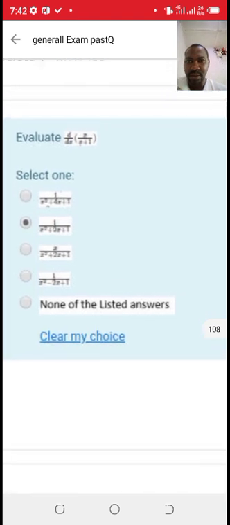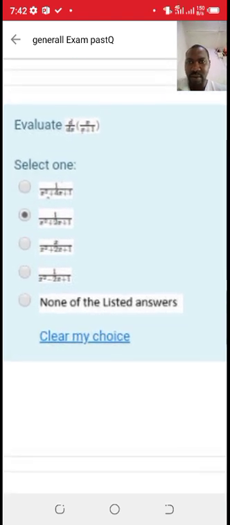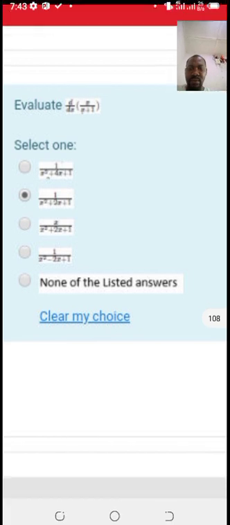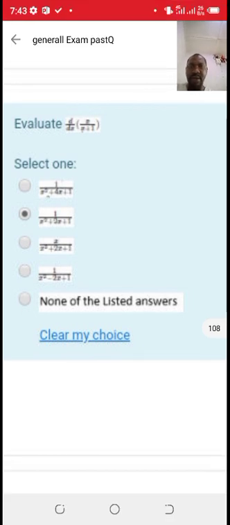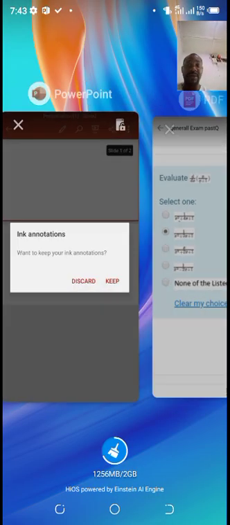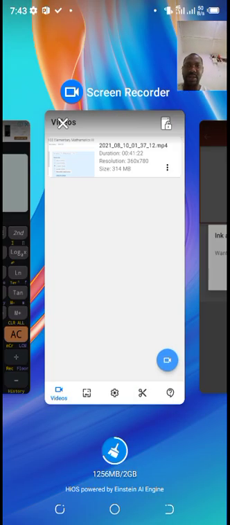Now the next question says, let me zoom this. We're asked to differentiate x over x plus 1, and we are given different options. The best thing to do here, I would say, is using the calculator. So let's go to our calculator. We are differentiating x over x plus 1.